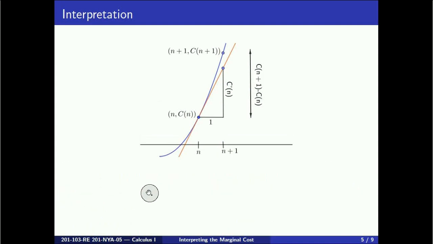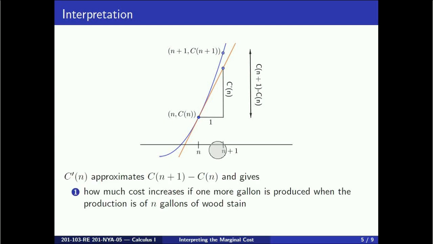The next graph illustrates the derivative again, but this time at any point n. The same conclusion holds based on the graph. C prime of n approximates how much cost increases if 1 more gallon is produced when the production is of n gallons of wood stain. We could also say that it is approximately the actual cost C of n plus 1 minus C of n of producing the n plus 1st gallon of wood stain.